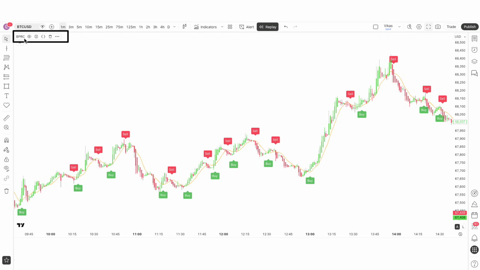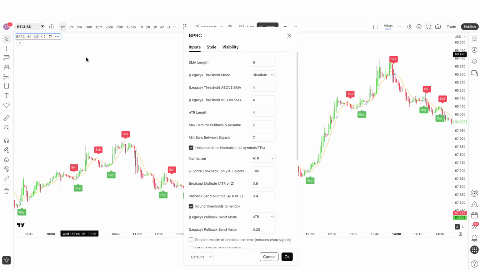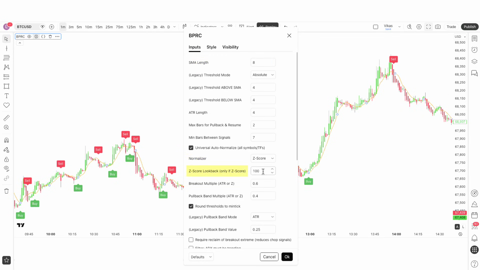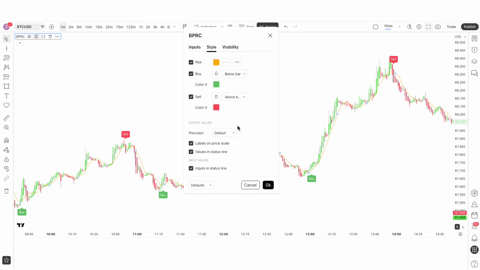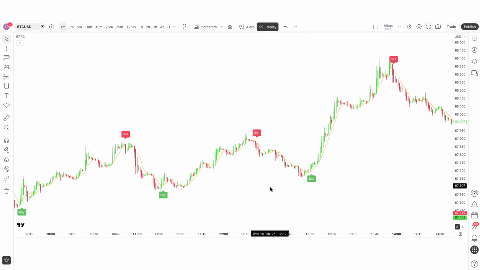Now the indicator settings change for perfect signals. First, change SMA length 9 to 8, then change normalizer ATR to Z-score, then change Z-score look back 100 to 166, then change breakout multiple 0.6 to 1.05, then change pullback band multiple 0.4 to 0.65. Here everything is fine after that. Click OK. Now we'll add one more indicator to make this strategy more powerful.